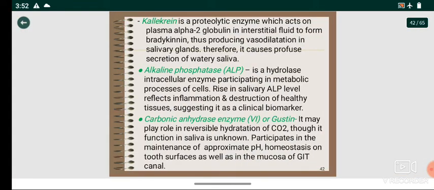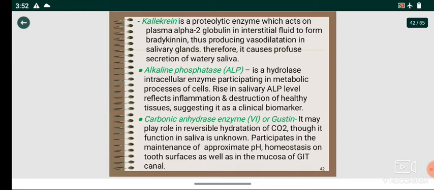Now the kallikrein, as I have already discussed, is a content which is present in the saliva, and it is a proteolytic enzyme, and it acts on the alpha 2 globulin which is present in the interstitial fluid. Kallikrein acts on the alpha 2 globulin in the interstitial fluid and produces bradykinin, and bradykinin is itself a vasodilating agent.